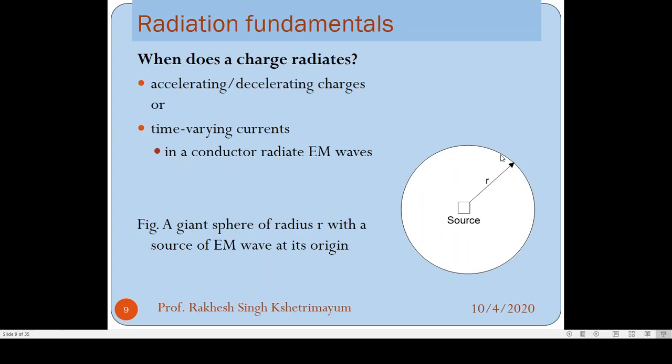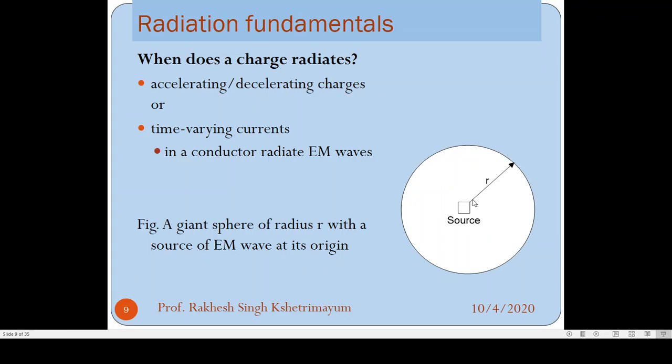Now how much is the area of a sphere? The area of a sphere is 4 pi r square. Now if this source is giving out power flow, or Poynting vector, as 1 by r square, and you multiply with the area 4 pi r square, you get the total radiated power. So the Poynting vector is varying as 1 by r square, and the total radiated power would be the Poynting vector into the area, 4 pi r square. In that case, the total radiated power for any r is always constant.